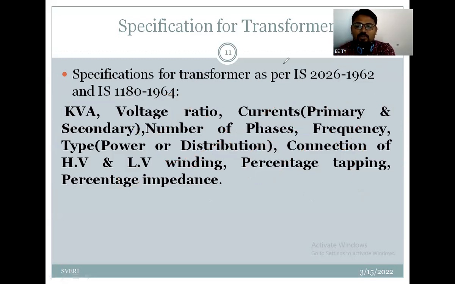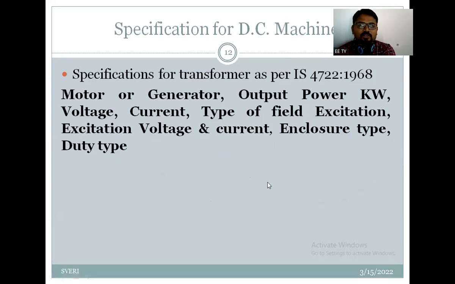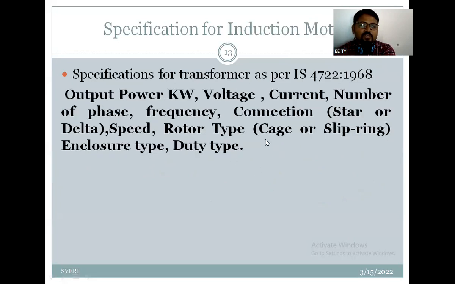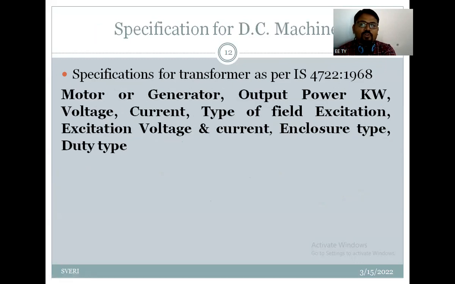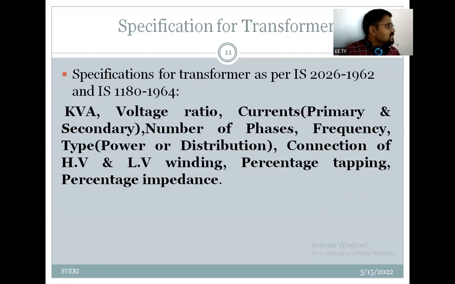See, as far as the induction motor is concerned, it is also given here. Okay, so for these different machines, different Indian Standards are there, and different specifications are given as per the requirement of that particular electrical machine.